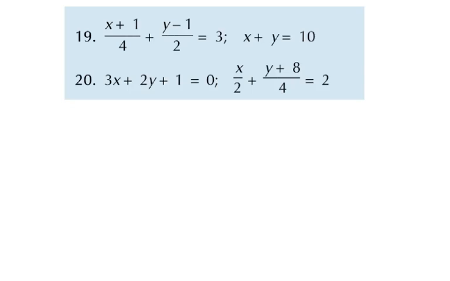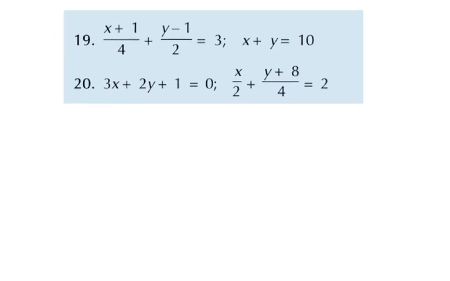Here's a simultaneous equation for you with fractions. We'll start off with question 19. We have two parts of the equation. We have this part here, this equation on the left hand side which has fractions in it, and here's the one on the right hand side which doesn't have fractions. So we need to get rid of the fractions.